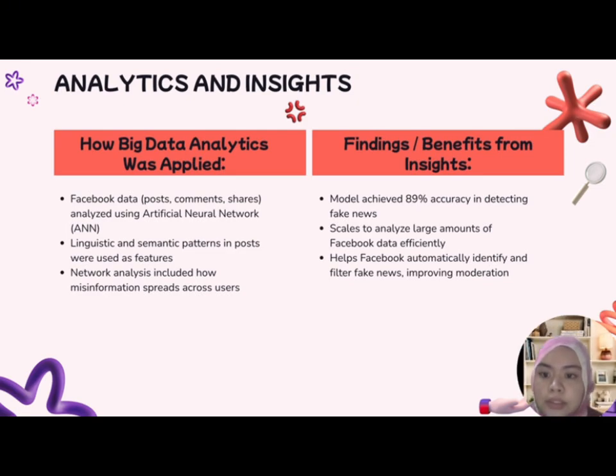On the right side of the slide, findings or benefits from insight. One important finding is that the ANN model performs very well with 89% accuracy. This means the model correctly identified a large majority of fake news posts, which is a strong result for real-world application.